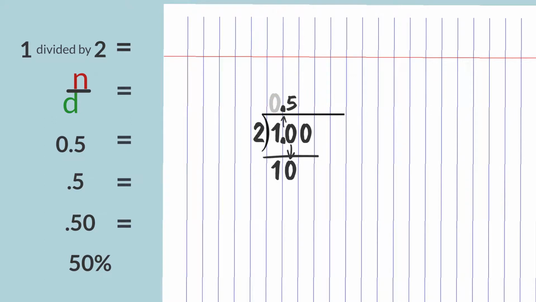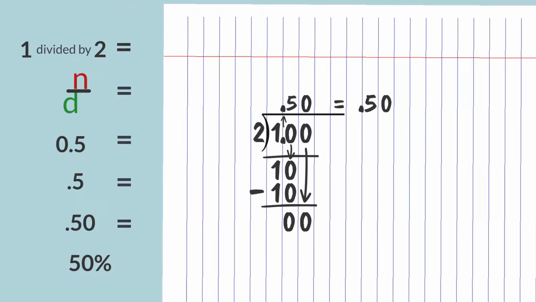5 times 2 is 10, and 10 minus 10 is 0. So you could stop there. If you want to find a percentage, keep going. Bring the second 0 down. How many times does 2 go into 0? 0. Now your quotient should read 0.50. Write this answer again in a space to the right of your division problem.